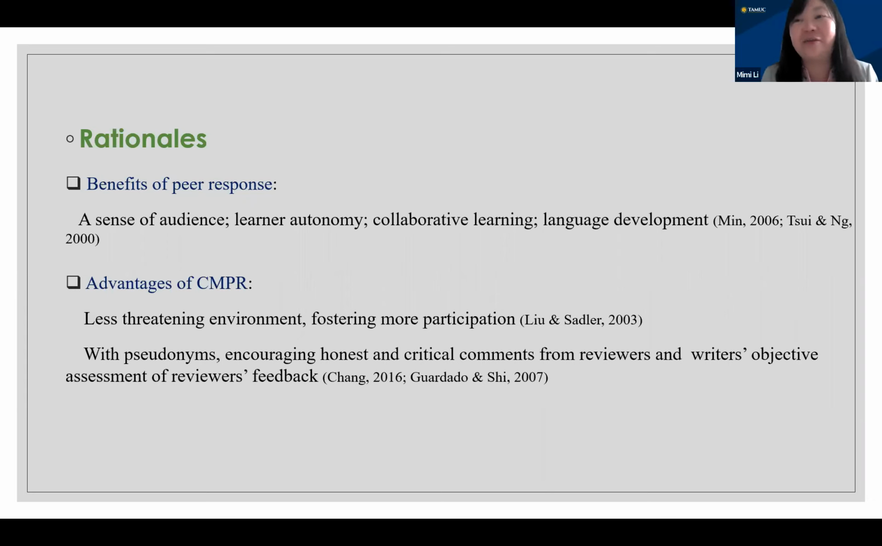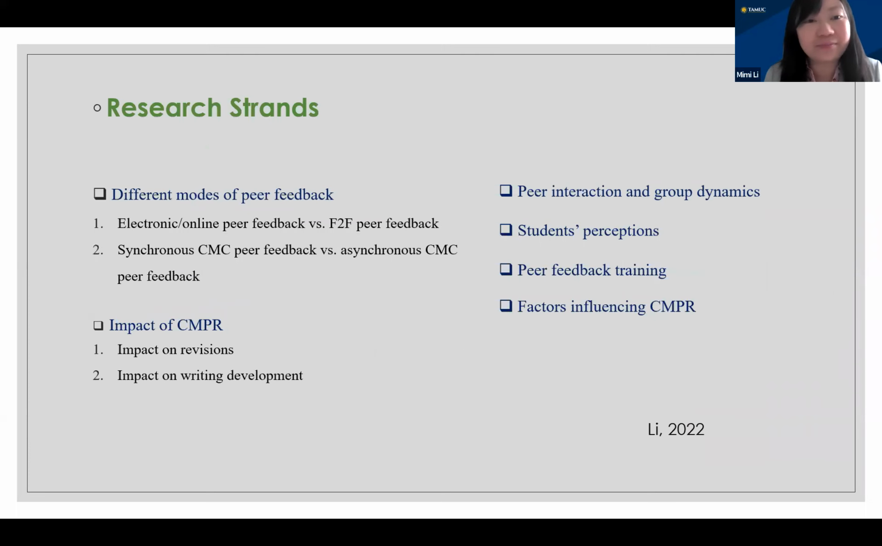Students tend to provide more honest and critical comments. As we know, in a face-to-face setting, you feel like, oh, I have to save others' face. I cannot say something that is actually not so good, right? But in the asynchronous setting of computer-mediated peer response, especially with a pseudonym, the students tend to have a lot of critical comments. Okay, that is good. And the next one is that the writers also objectively assess the reviewer's feedback.